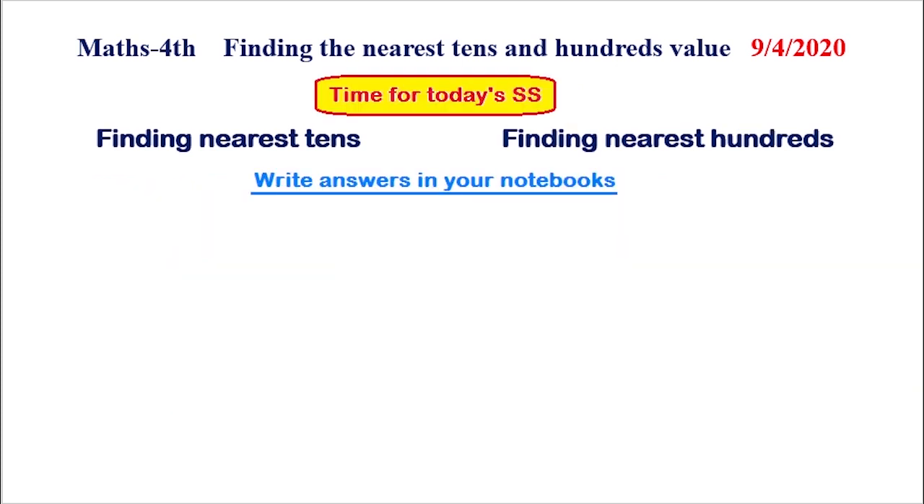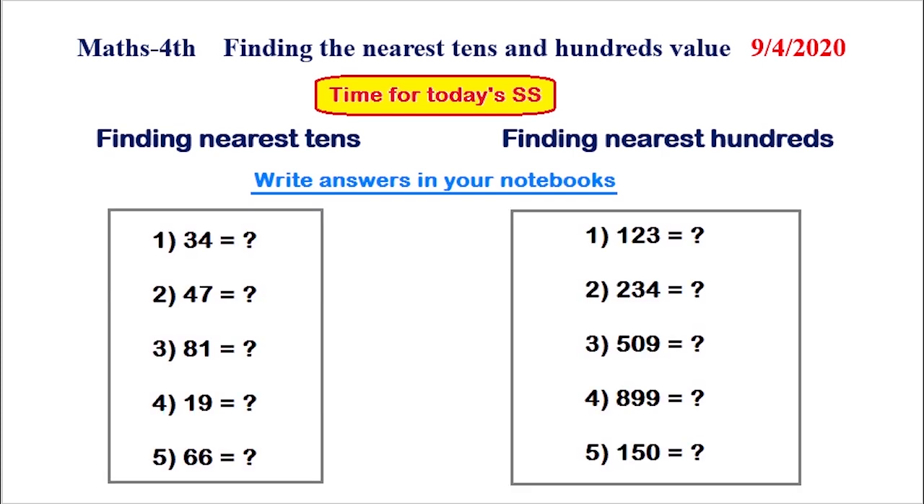Now time for today's SS. Finding the nearest tens and finding the nearest hundreds is your today's SS. I will give some questions on it. Write answers in your notebooks. In finding the nearest tens: number 34, number 47, number 81, number 19 and number 66. In finding the nearest hundreds: number 123, number 234, 509, 899, 150.